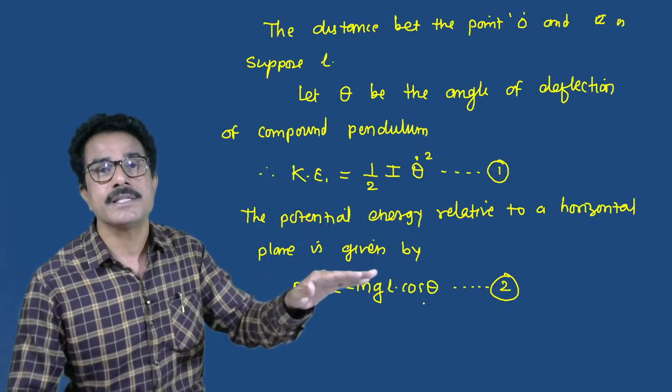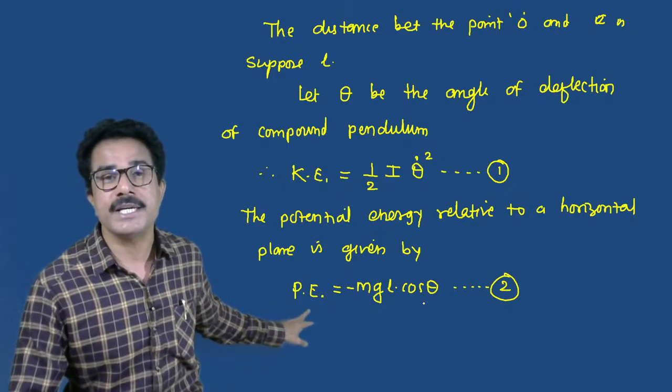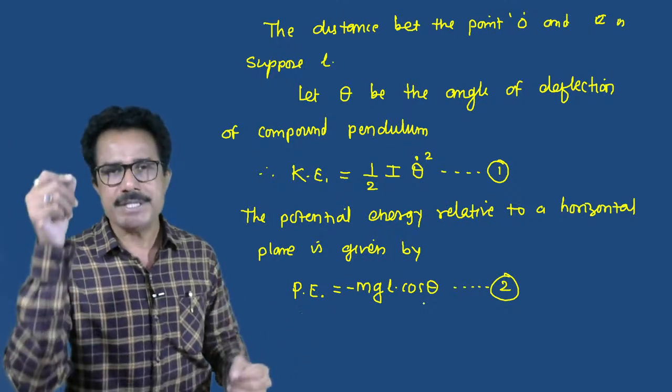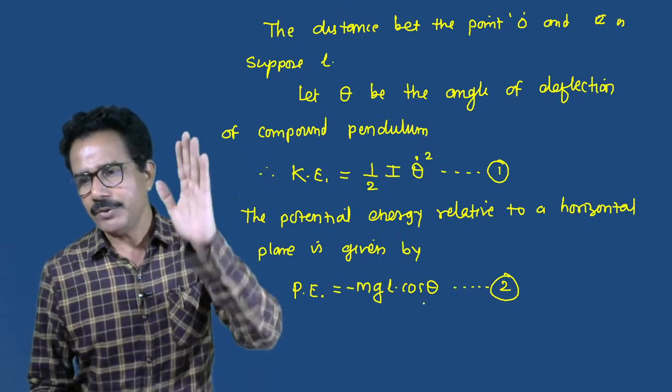Which of the following is the kinetic energy of a compound pendulum, which of the following is the potential energy of the compound pendulum. That means each and every term you must understand, then you can write.